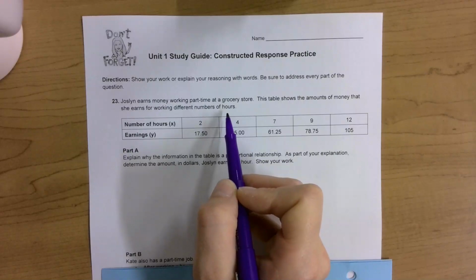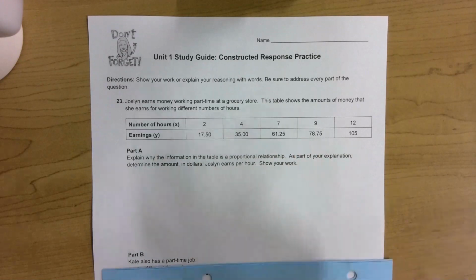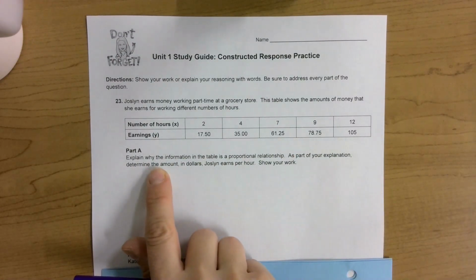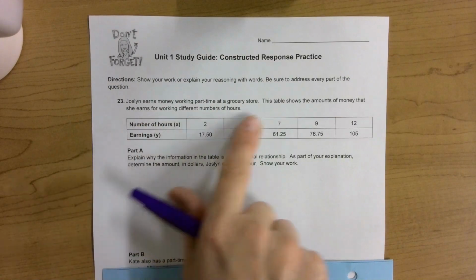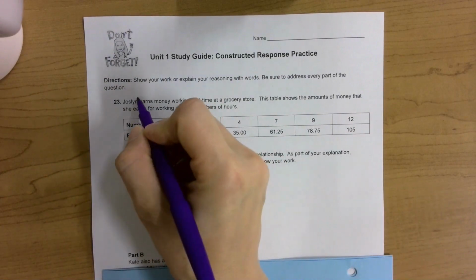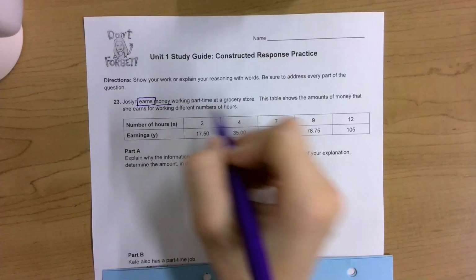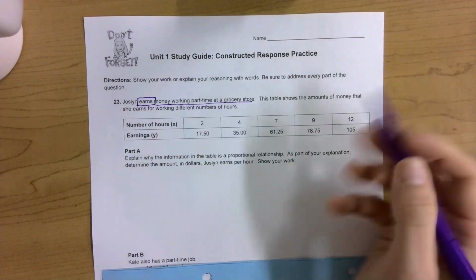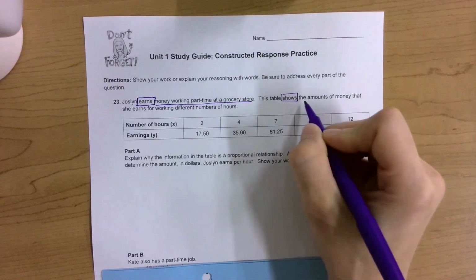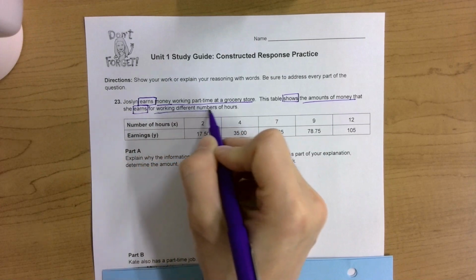For this one, we have the key numbers in the table, but I'm not going to go through and circle all of those because there's no key numbers in the prompt. We're going to underline the question once we get to part A, but up here, we can at least box some math action words to help us. So we know she earns money working a part-time job at a grocery store. We know the table shows the amounts of money that she earns for working different number of hours.